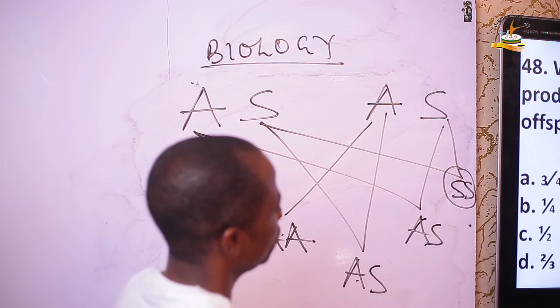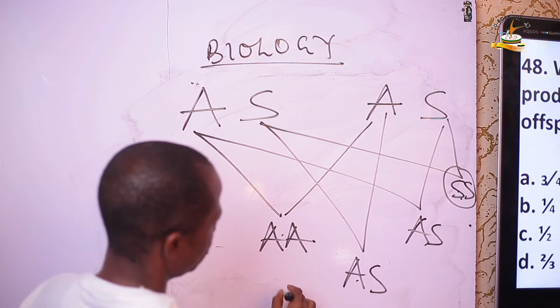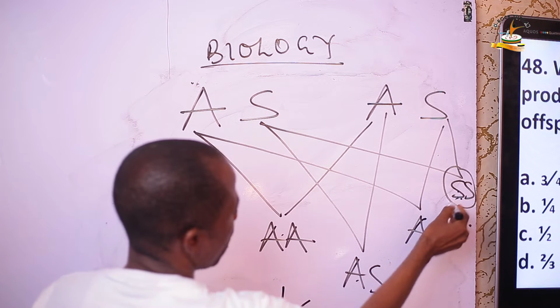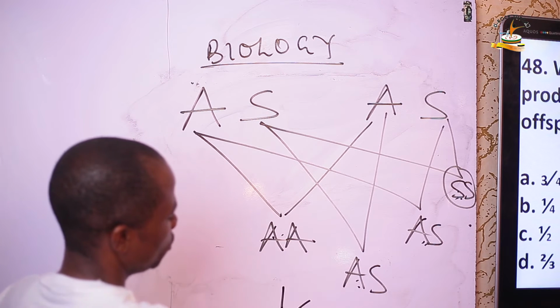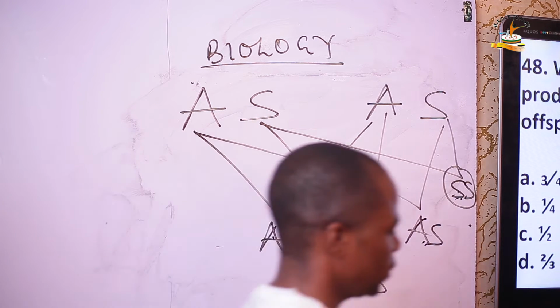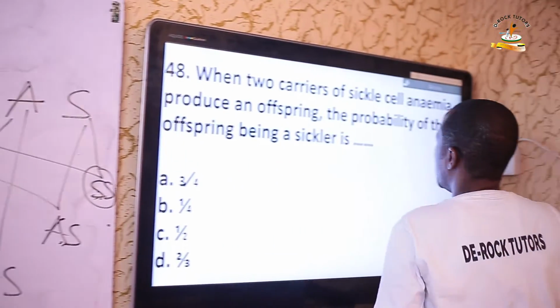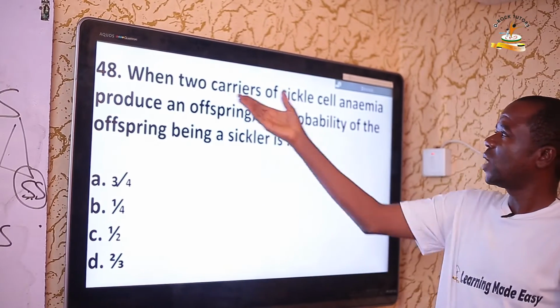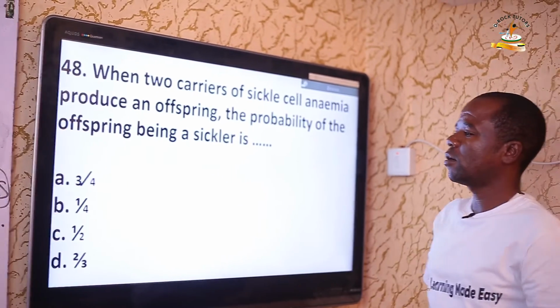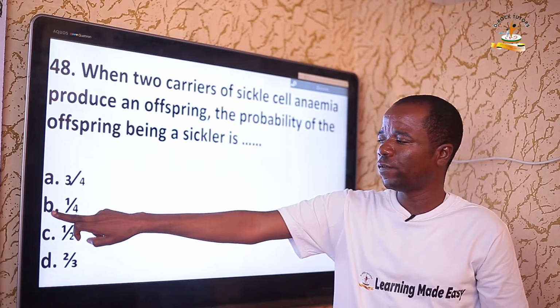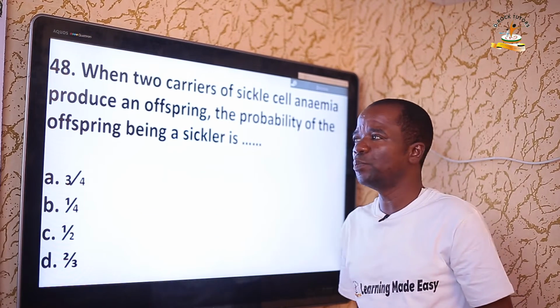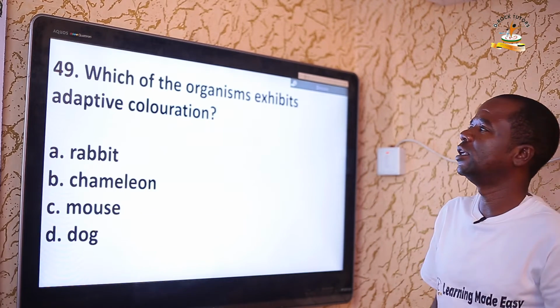How many of them are sickler? Just one. That's going to be 1 all over 1, 2, 3, 4. So the probability of an offspring being a sickler when two carriers are crossed is 1 over 4. So the correct option there is B.